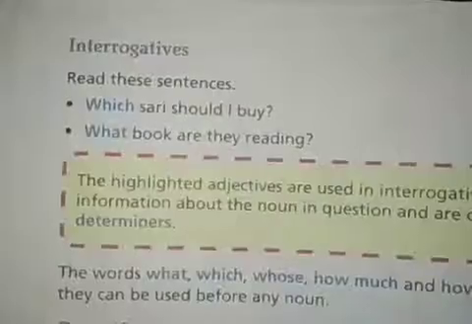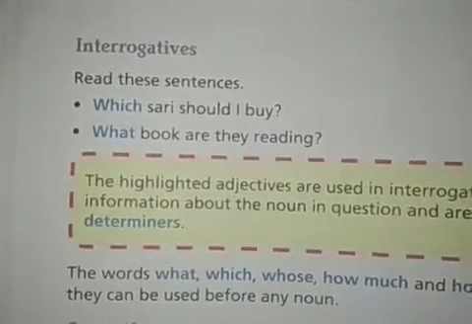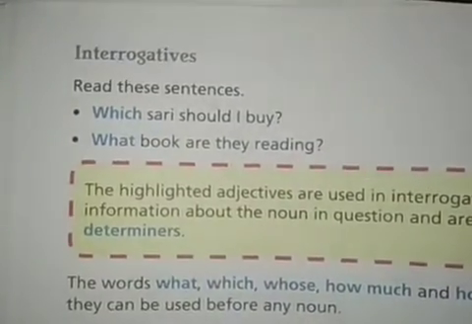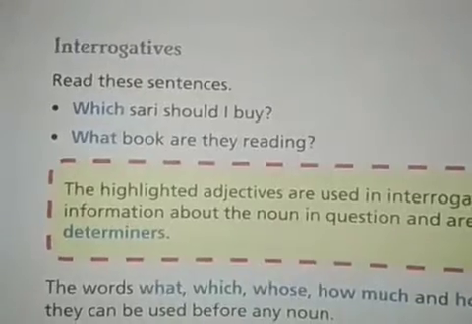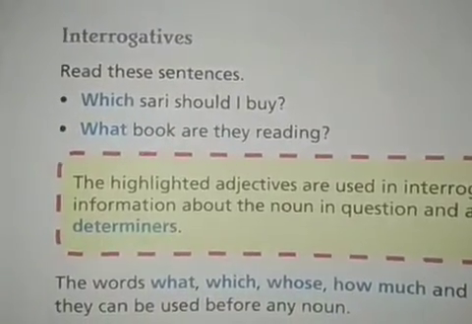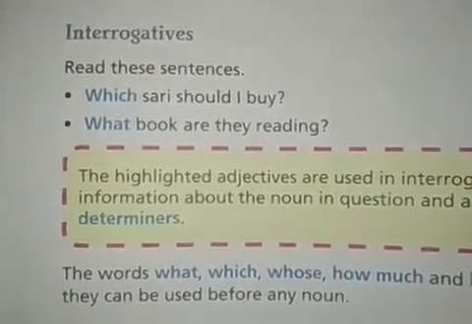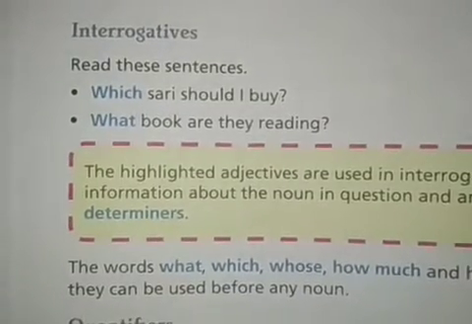Clear? Now look at this. This is the fourth type, that is interrogatives. Now interrogatives means questions, right? Read these sentences. Which sari should I buy? What book are they reading? So which and what, these types of words are interrogatives, right?